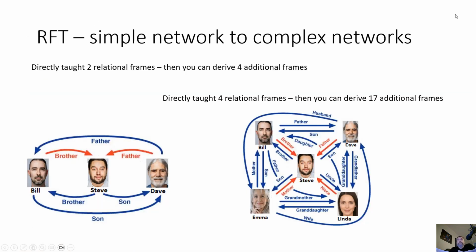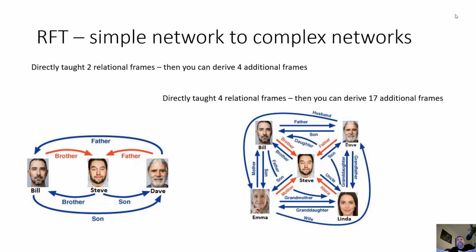So we know the kind of networks that we can produce if we are told, for instance, Dave is Steve's father, Bill is Steve's brother. You're directly taught two things, and then you can derive four relations. You derive that Dave is also Bill's father, Steve is Dave's son, Steve is Bill's brother, and Bill is Dave's son. So you derive four relations when you're only being trained two.